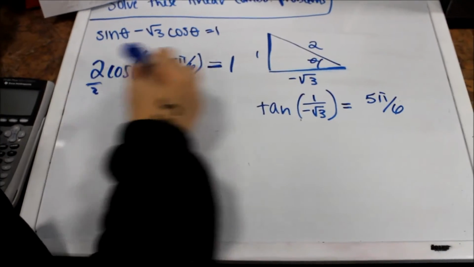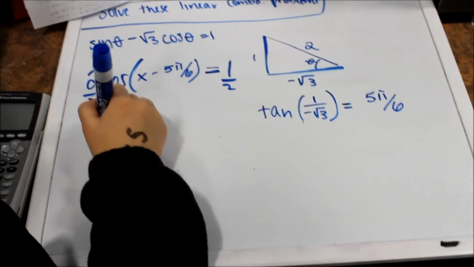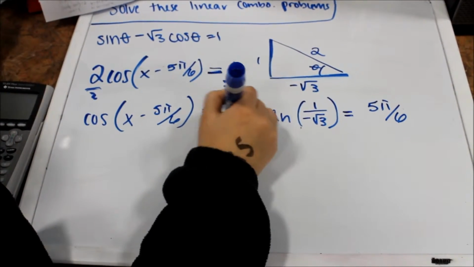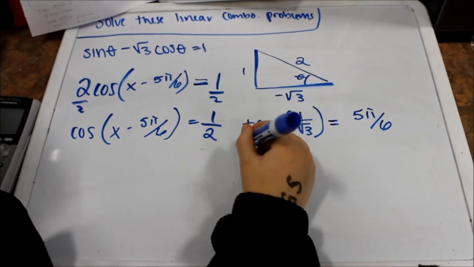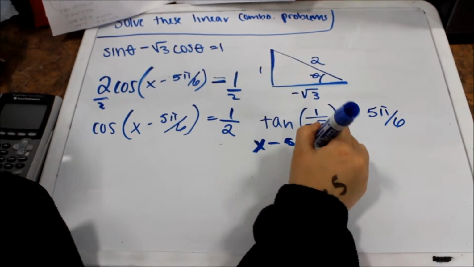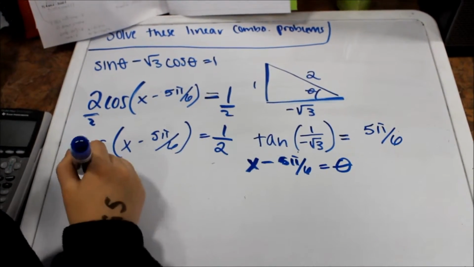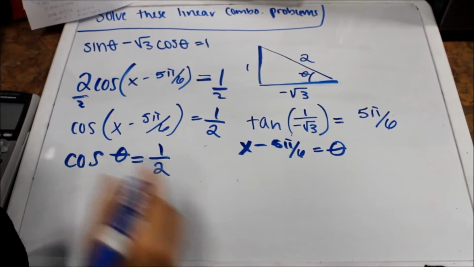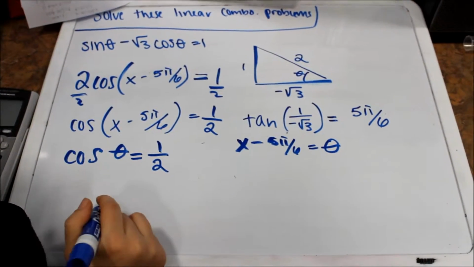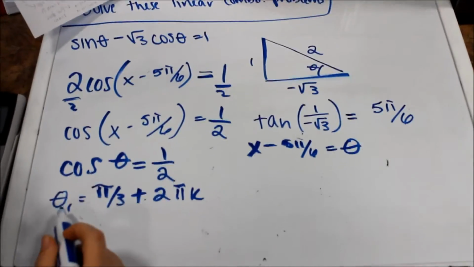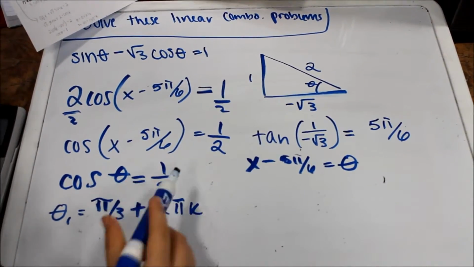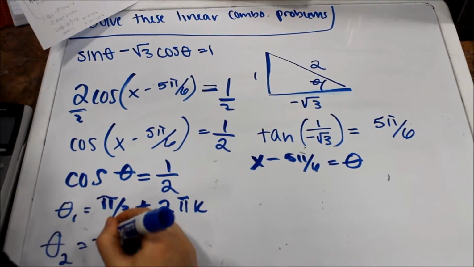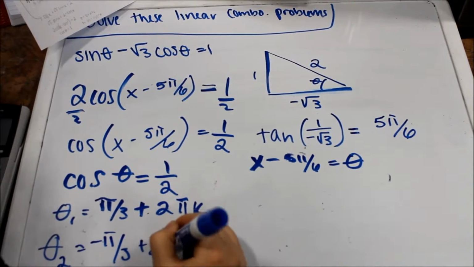So I'm going to divide both sides by 2. So we get cosine of x minus 5 pi over 6 is equal to 1/2. And I'm going to transform this so that x minus 5 pi over 6 is equal to theta. So cosine theta is equal to 1/2. Now I'm going to find a general solution for wherever this is true. So I have theta 1 is equal to pi over 3 plus 2 pi k. That's where cosine is equal to 1/2. And we also have that cosine is equal to 1/2 at negative pi over 3 plus 2 pi k.